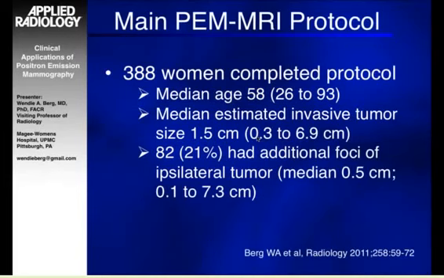So in the main protocol, there were 388 women who were able to complete the testing and did not have neoadjuvant chemotherapy or other exclusion criteria. Median age 58, and importantly, the primary tumor size median was estimated at 1.5 centimeter initially. 82 or 21% of the women had additional foci of ipsilateral tumor identified after study entry, which is quite comparable to the 16% average that you saw with the MRI meta-analysis. And those additional tumors were small, median size of only 5 millimeter, although there was quite a wide range.